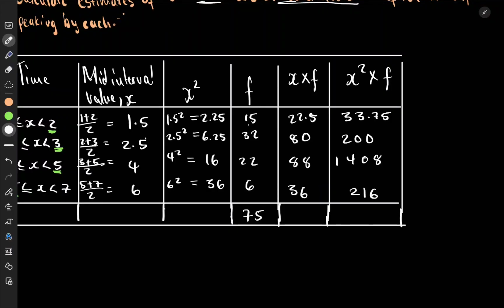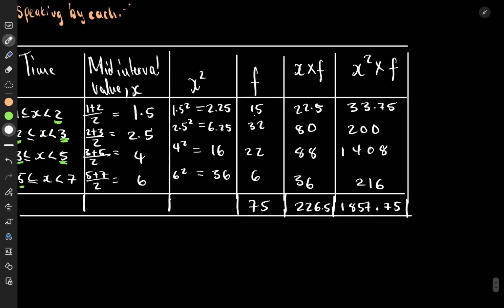Then let's add x squared times f. We'll say 22.5 plus 80 plus 88 plus 36. We get 226.5. Then we say 33.75 plus 200 plus 1408 plus 216. We get 1857.75. This is going to be the solution.